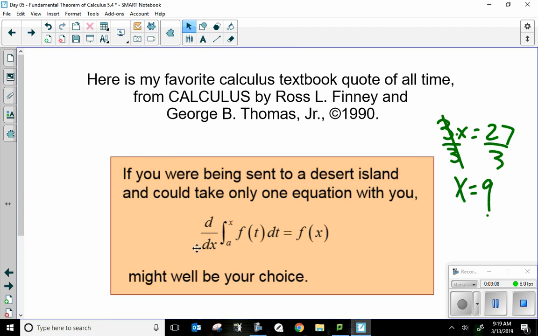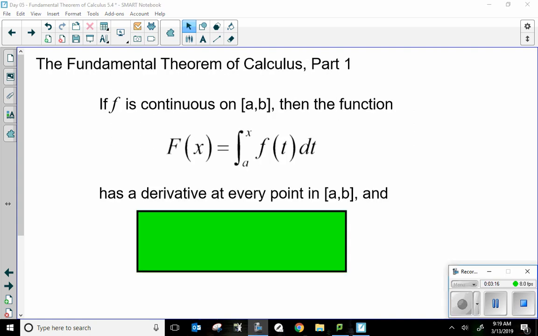Now, this was not on your notes. This was just an introductory thing right here. And let's begin with the actual note-taking. The fundamental theorem of calculus, part 1. If f is continuous on some interval from a to b, then the function capital F of x equals the integral from a to x of the function f with the variable t in it.